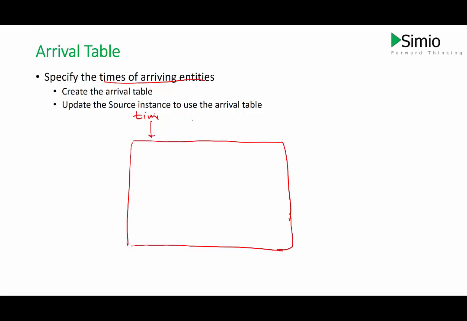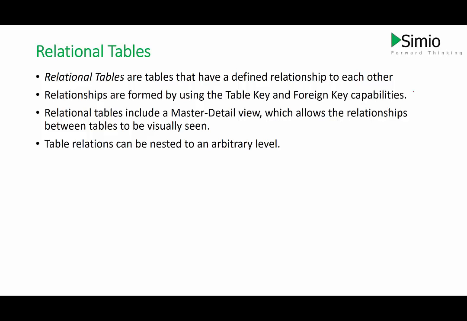What we need is the type, and this is what I want to refer to the patient data table. I'm going to refer to the patient data table, and what we're essentially doing is creating relational tables. They have a defined relationship to one another, and that relationship is defined by a table key and a foreign key. If you're familiar with relational databases, this should sound very familiar.